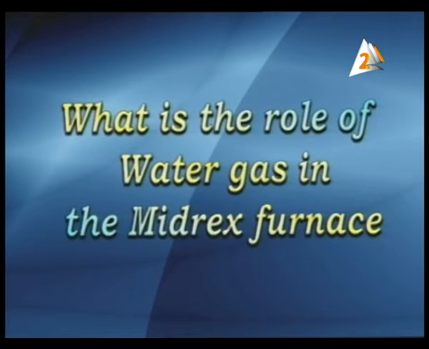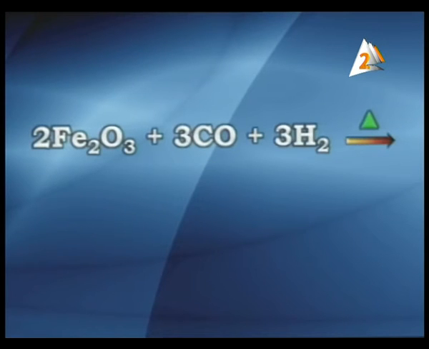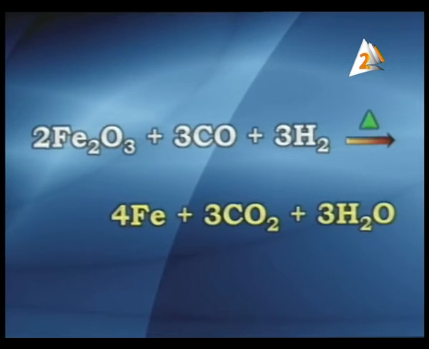Next type of question: what is the role of water gas in Midrex furnace? The reduction of hematite. As the equation proceeds on the screen, 2Fe2O3 plus 3CO plus 3H2 by heating gives 4Fe plus 3CO2 plus 3H2O.